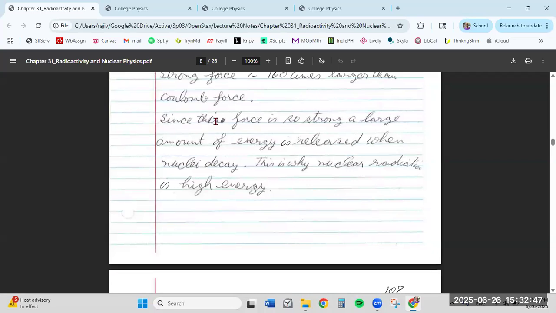Since this force is so strong, a large amount of energy is released when a nucleus decays or when it breaks down into its components. And that's the reason why nuclear radiation is of such high energy. It has to do with the huge magnitude of the strong force.